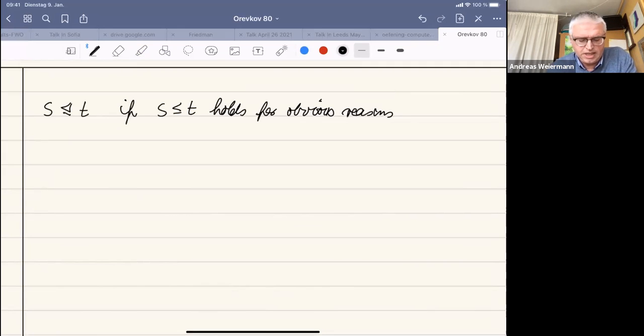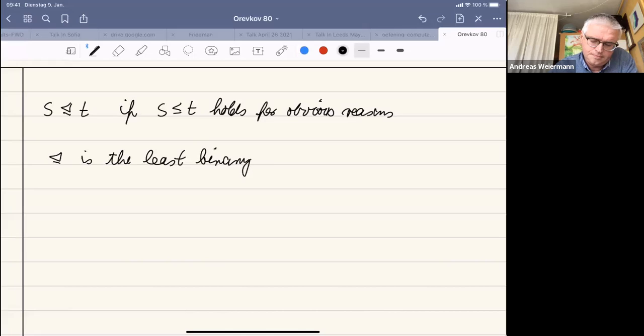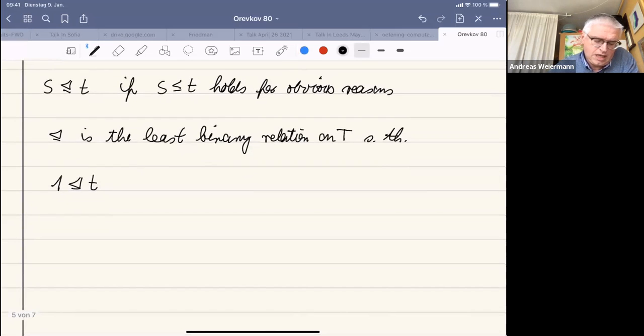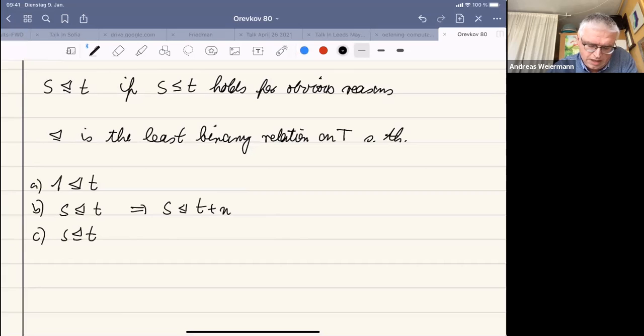Now, what are obvious reasons? If I take a term in T, I say less than or equal to is the least binary relation on T such that, first of all, 1 is less than or equal to T for every term T. The reason for this is I omitted the number 0. That's quite clear. And if the term S is immediately less than or equal to term T, then of course S is immediately less than or equal to T plus U. Another implication I have: if S is immediately less than or equal to T, then S is also less than or equal to U plus T.